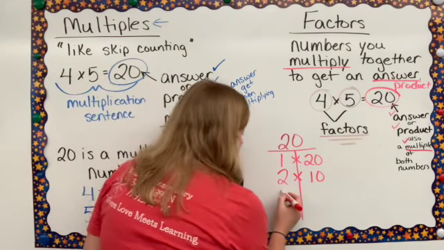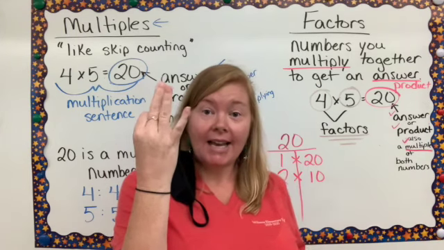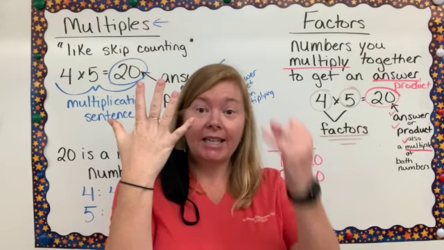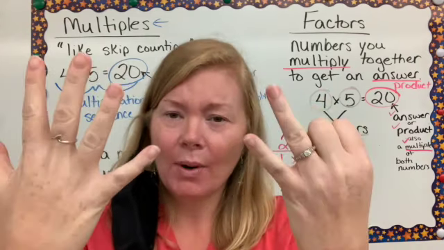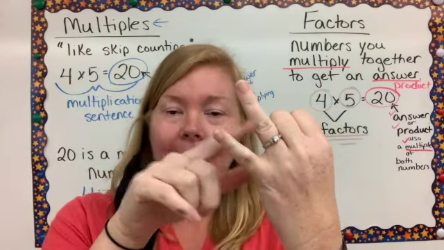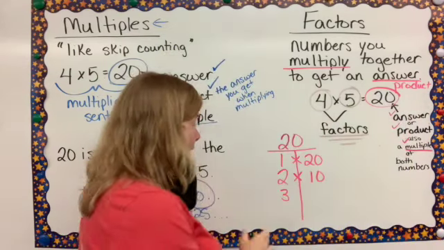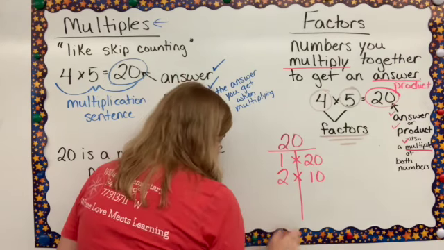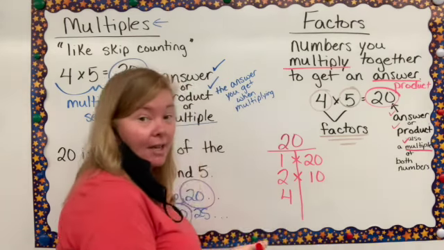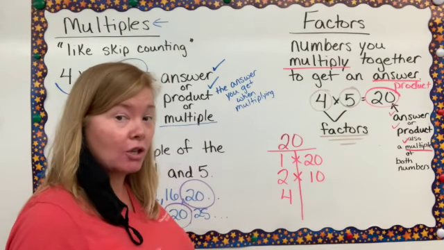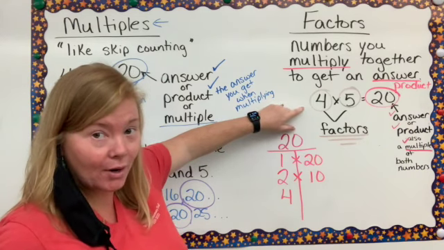Perfect. Now let's test 3. 3, 6, 9, 12, 15, 18, 21. Did I say 20? No. I skipped over it. I went from 18 to 21. So since I skipped over it, 3 will not work. So I'm going to erase it. Now I'm going to say 4. I'm going to skip count by 4s just to keep showing you and making sure that you remember how to do this. But since I already have it up here, I know that it's going to work.